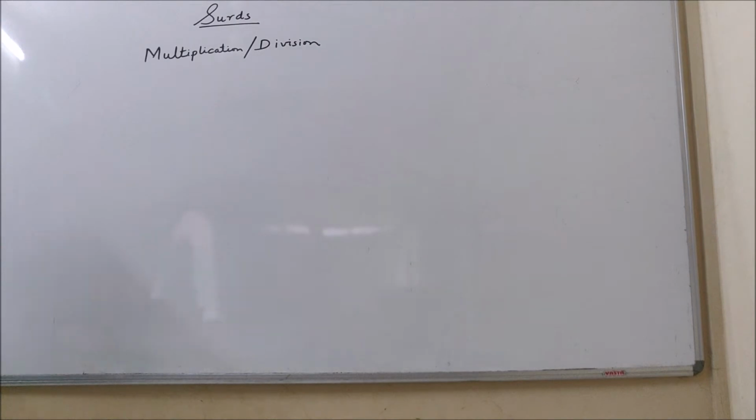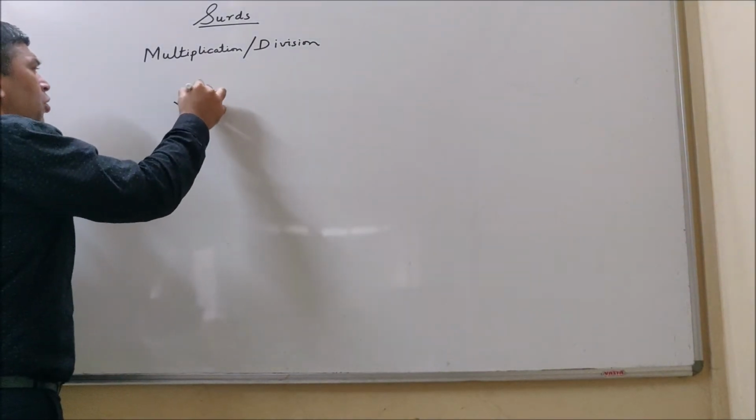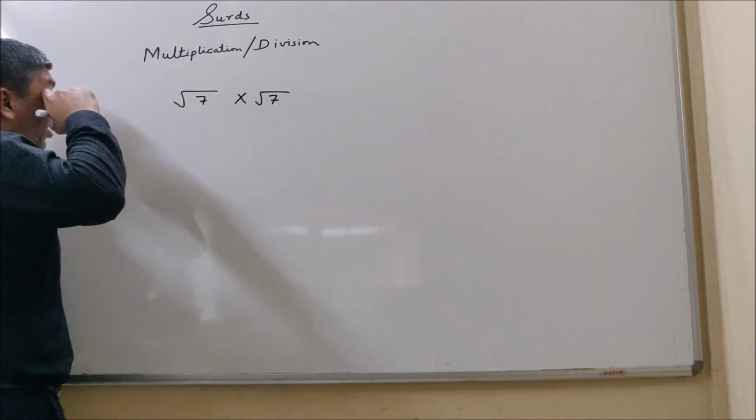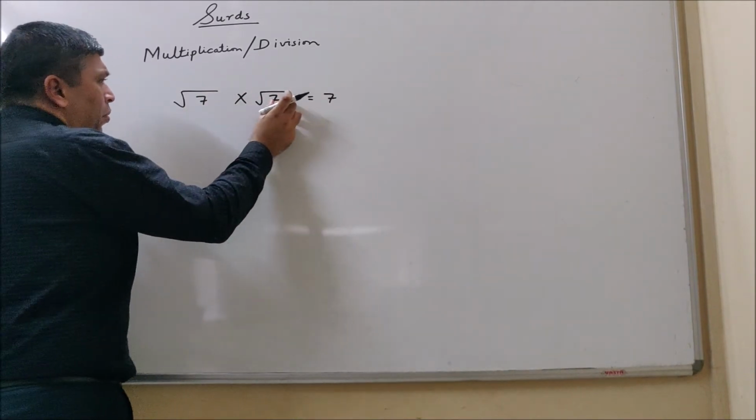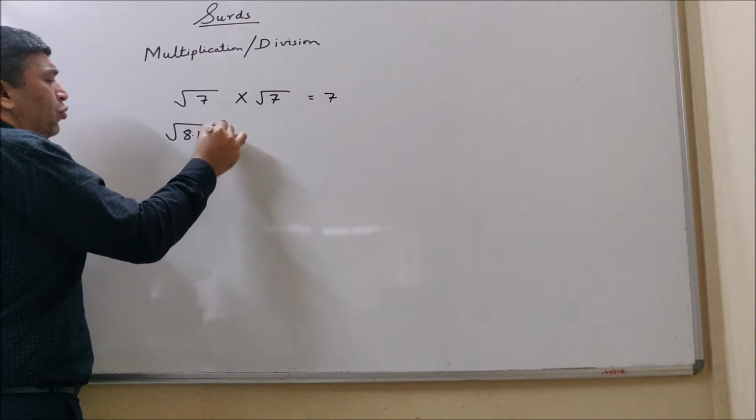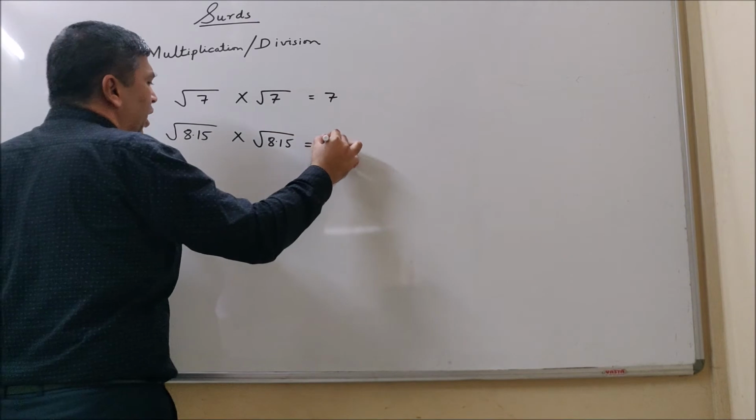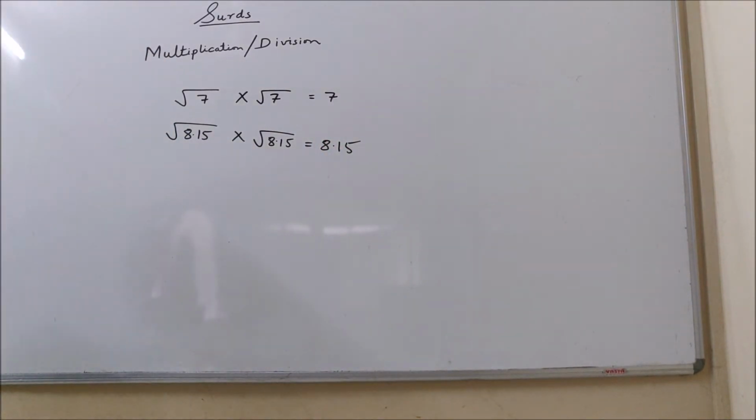Okay, we are going to multiply surds. Let's say I have a surd root 7 into root 7. You don't need to do anything. The answer is 7. Just take the number which is inside straight away. Root 8.15 into root 8.15 without anything, it can be written as 8.15.